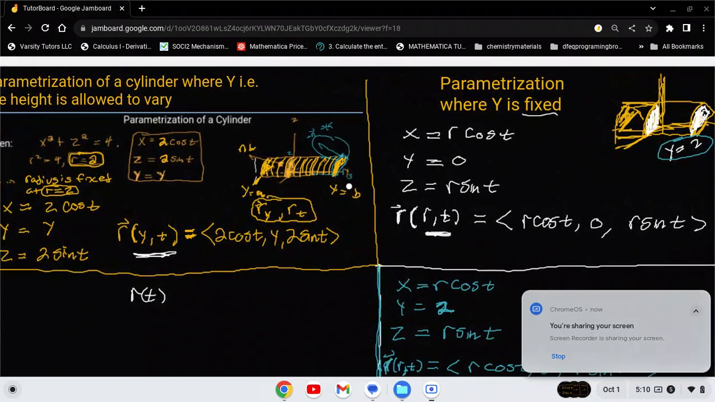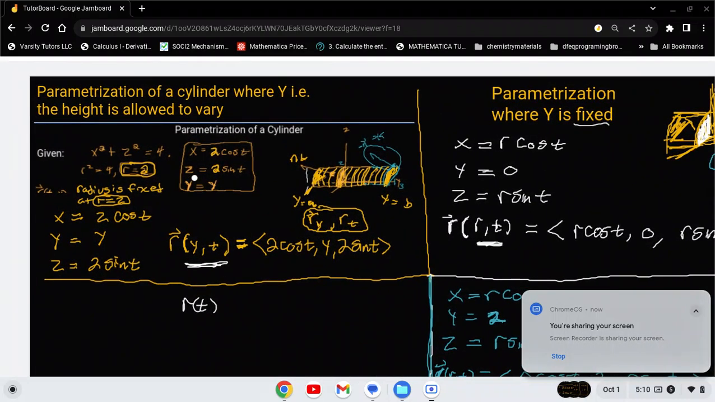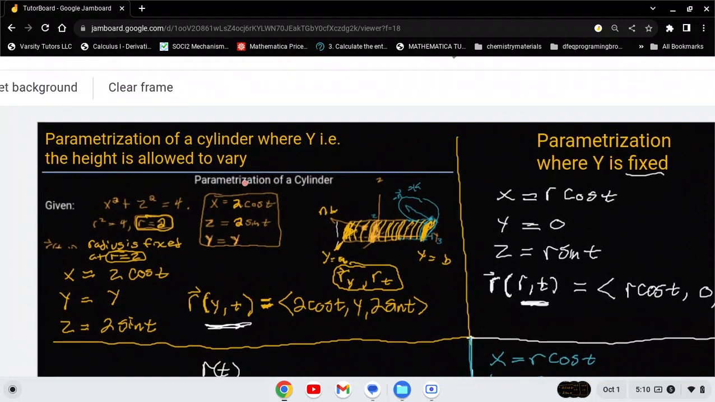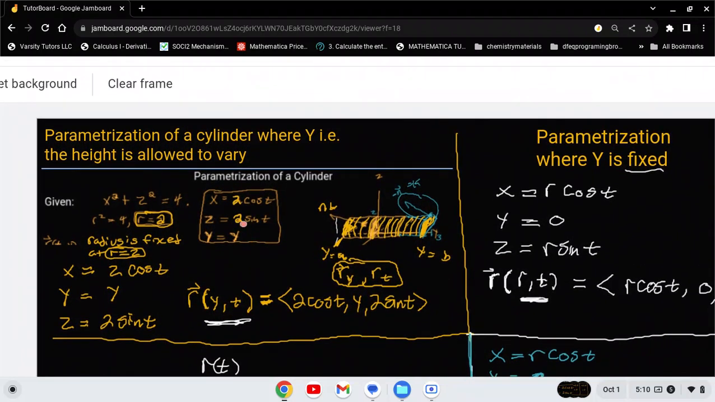All right, guys, we're just going to keep it simple today. And I know that sometimes parameterizing a cylinder can be difficult. So I decided I would do a video on simply parameterizing a cylinder for a few different cases.